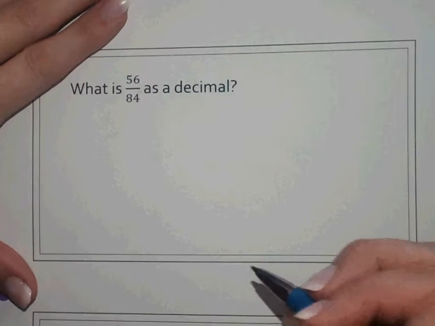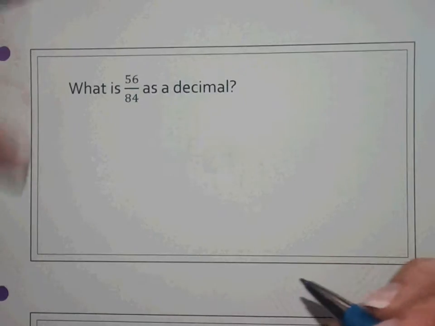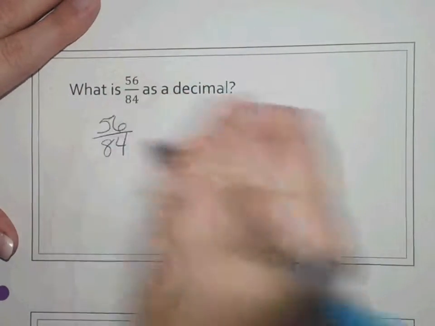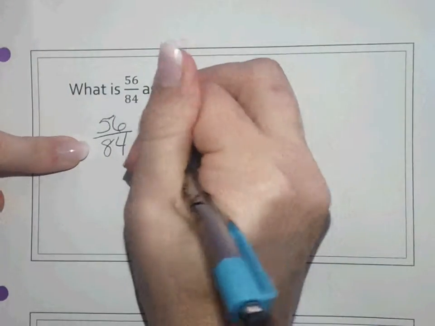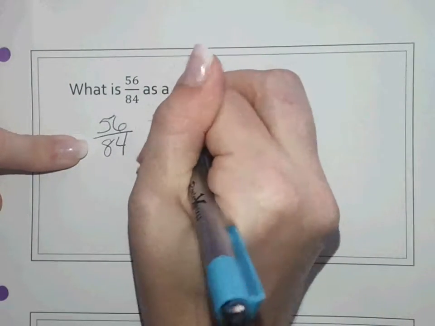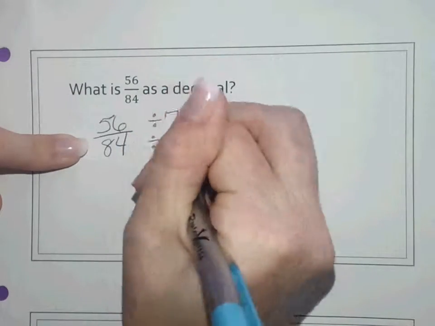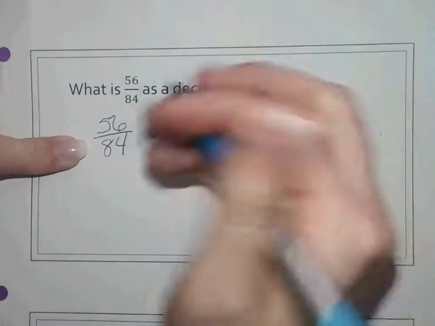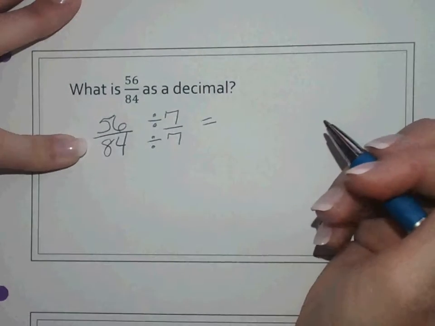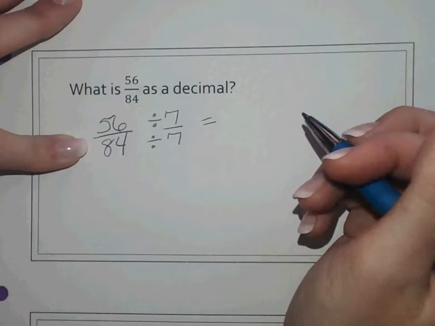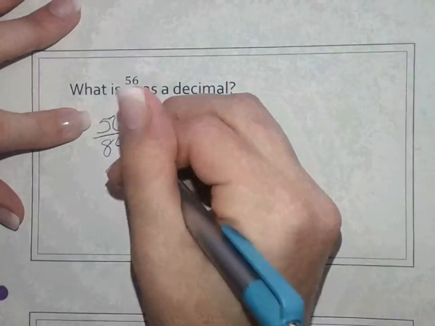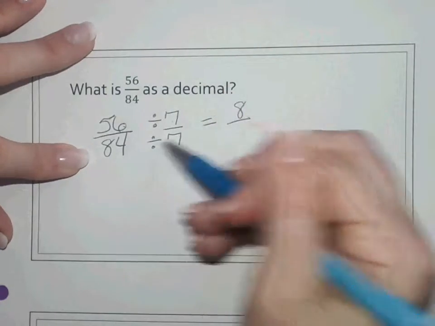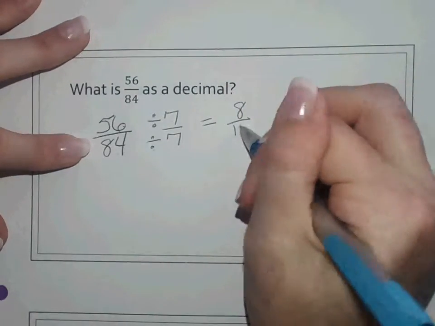Okay, what about if I've got something harder like 56/84? Well, the first thing I want to do is try to simplify this as much as I can. So I'm going to write 56/84, and I know that both the top and the bottom can be divided by 7. 7/7 is the same as 1, because when you divide 7 divided by 7, you do get just plain 1. But 56 divided by 7 gives me 8, and 84 divided by 7 does give me 12.